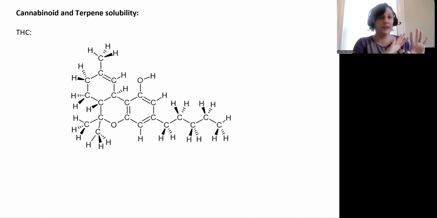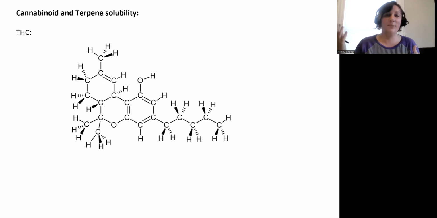Let's apply what we know about like dissolves like to cannabinoids and terpenes. Remember, cannabinoids have slight variations on a similar structure, and that produces the difference between THC and CBD and THCA and THCV and THCBN and all of them. But they all have a pretty similar format and a similar number of carbons.